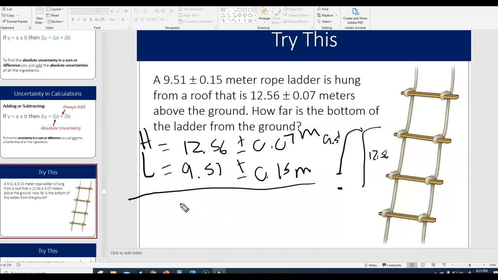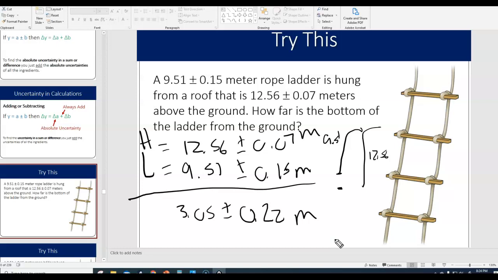Okay, and so if we subtract these two, we should get 3.05. And remember, the rule is that when you add or subtract, you add the absolute uncertainties. So we subtracted these two values, and the uncertainty would be 0.07 plus 0.15. And so we would write plus or minus 0.22 meters. So when you add or subtract, you add the absolute uncertainties.